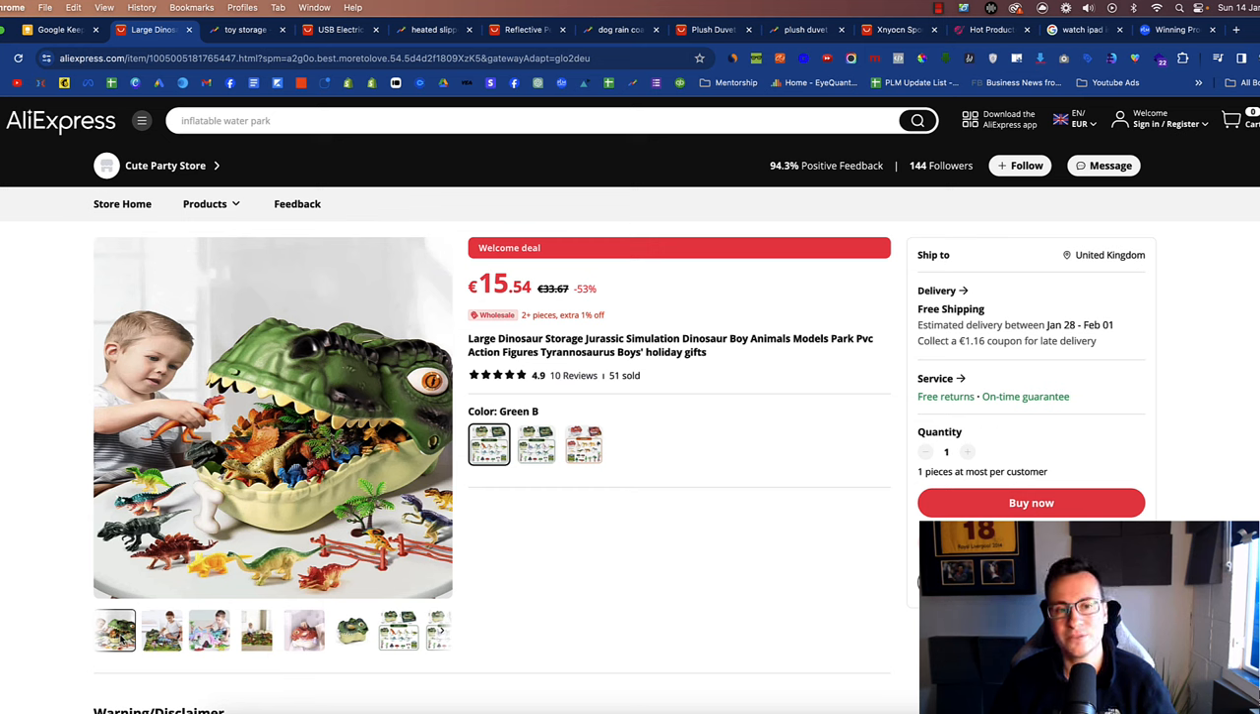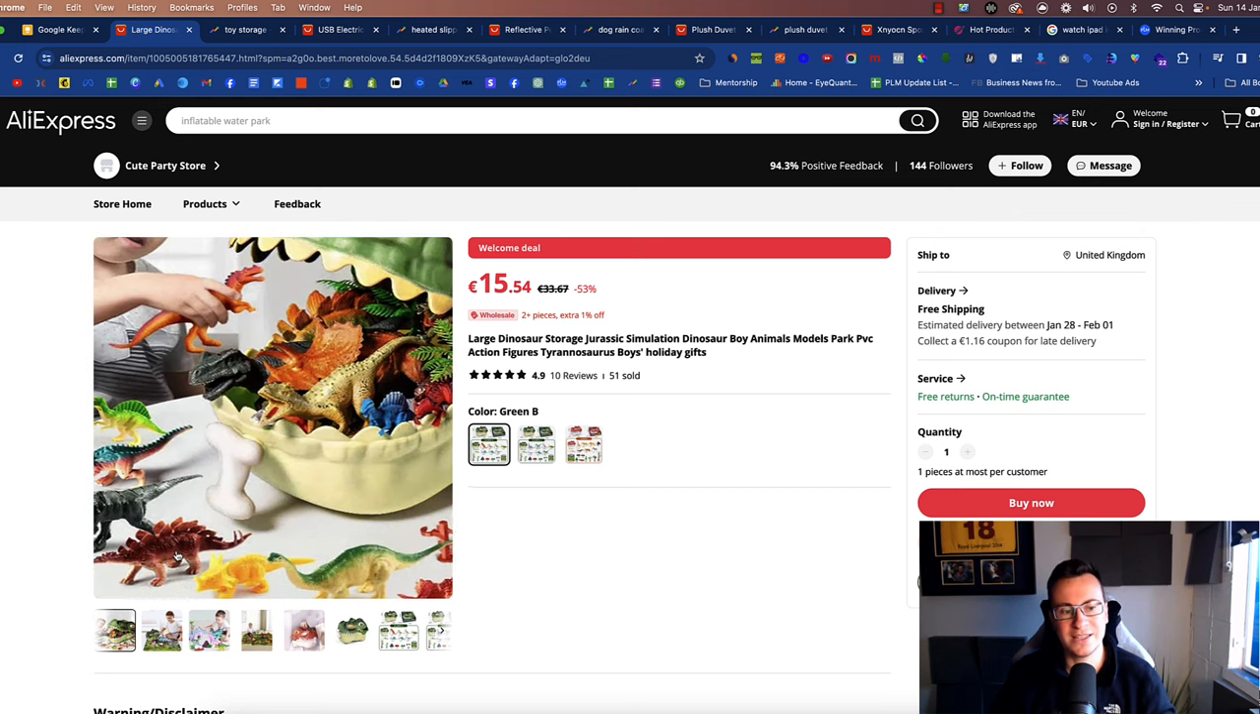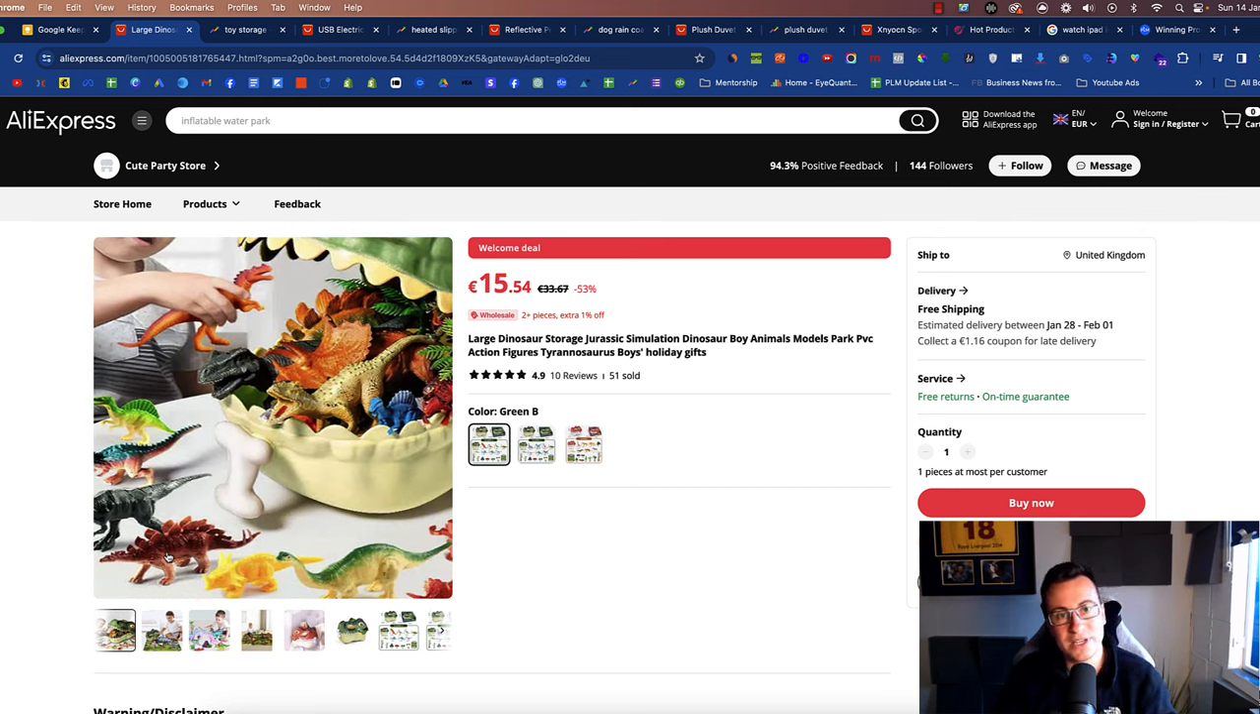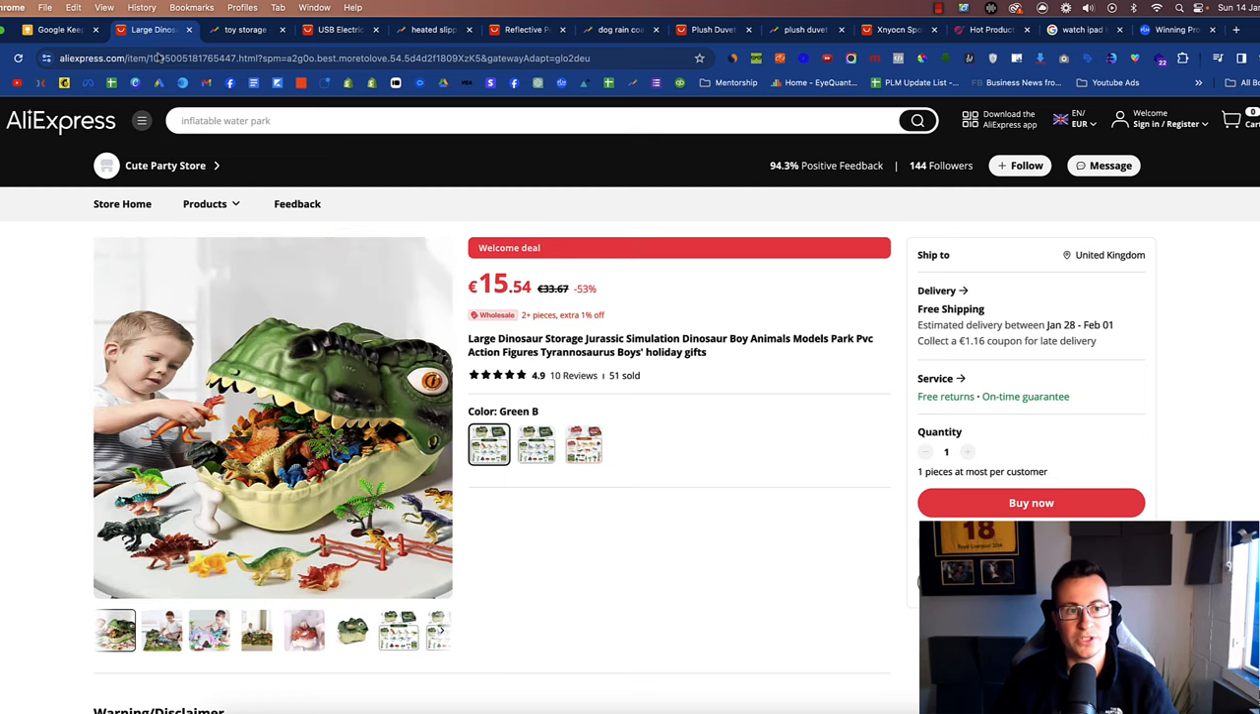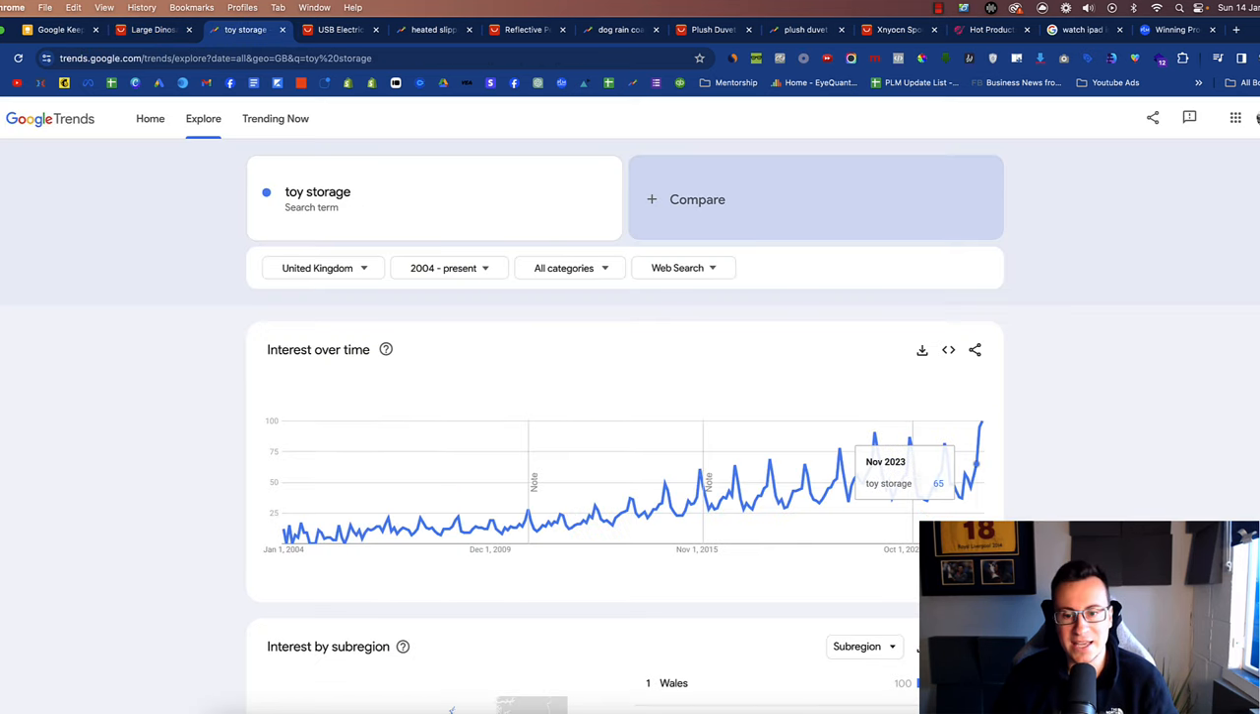We have just gone past Christmas. Children have opened their toys. They have lots and lots of different dinosaurs like this, or lots and lots of different toy cars, or lots and lots of moving pieces. Parents and grandparents will be looking for toy storage solutions. And this is, again, backed up in the data, with January 2024, the month where you are currently watching this video, toy storage being the most popular searched it has ever been since 2004, in the last 20 years. So do not ignore this niche.